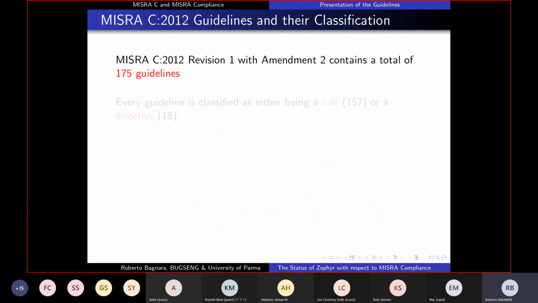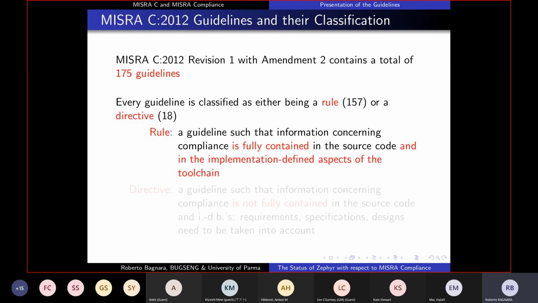So let me say something about the guidelines. Of course, in half an hour, there is no way I can present even a single guideline. However, there are 175 guidelines. This is the number of guidelines in MISRA C 2012 revision 1 with amendment 2, so the very latest version of the standard. And each guideline is classified as either a rule, these are the majority, or a directive.